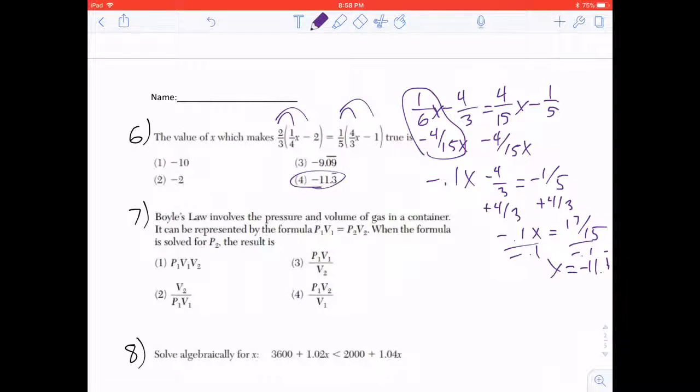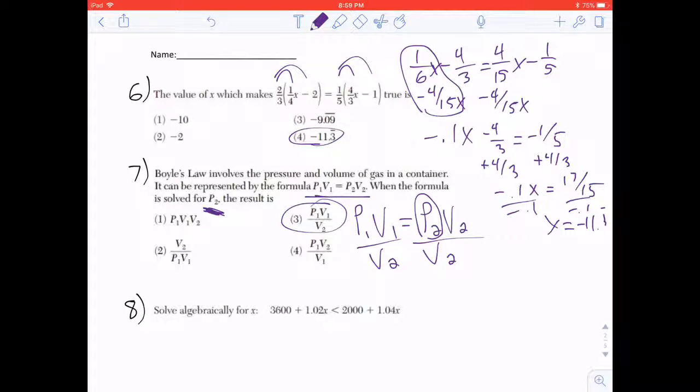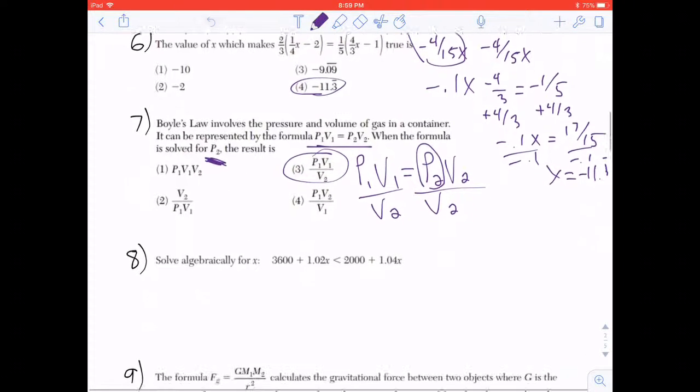Number 7, Boyle's law involves the pressure and volume of a gas in a container. It can be represented by this formula here. When the formula is solved for P2, get P2 by itself. I'm trying to get this by itself, so I'm going to divide by V2. Looking at your answer choices, giving you choice number 3, P1 V1 divided by V2.